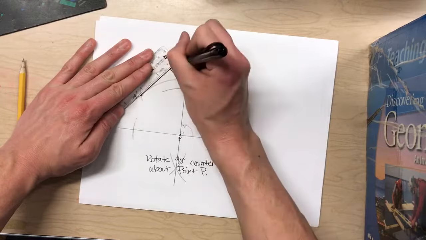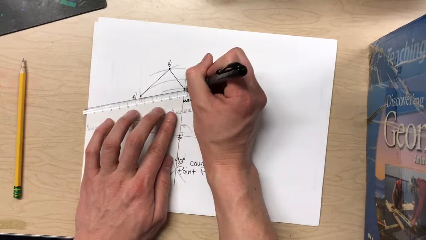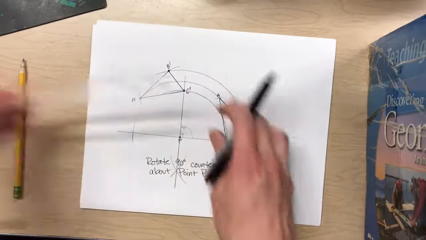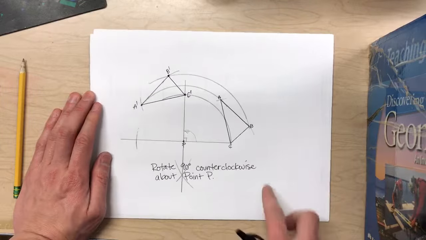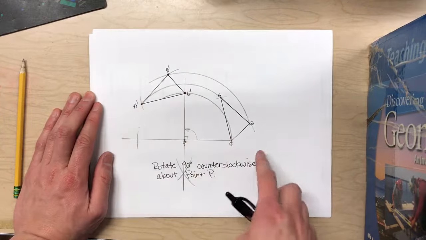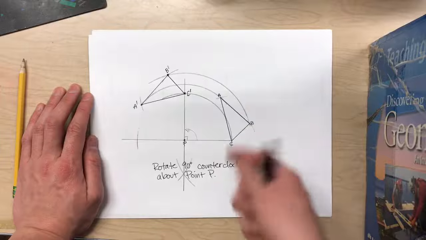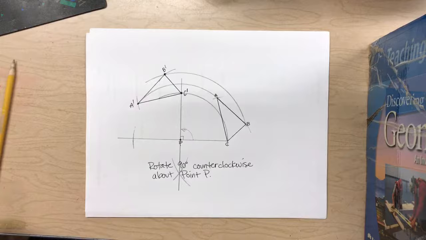Let's see. There you go. And then just do a quick double check. Is it rotated 90 degrees counterclockwise? It looks like the same thing. Yep. Is it going the right direction? Yep. Looks good. So our rotation is done.